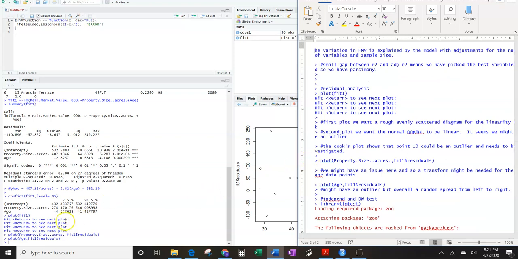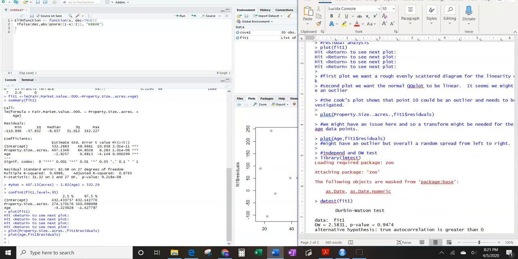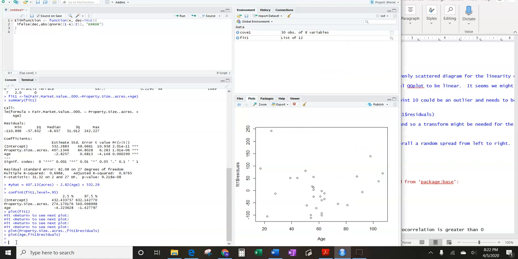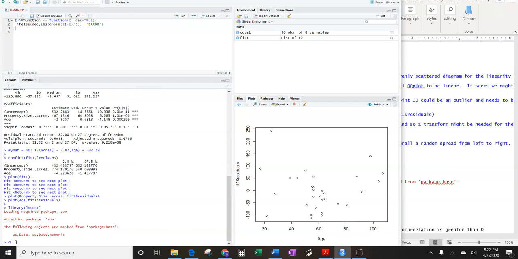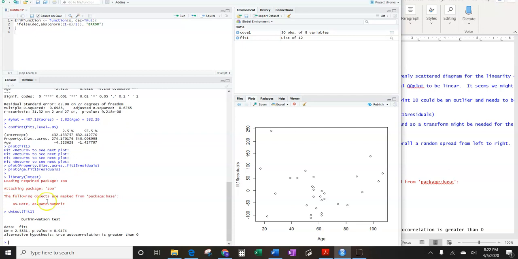And how we check for independence is we run the Durbin-Watson test. Now, as my notes say, right here, we are going to work on the independence. The Durbin-Watson test, you have to load a separate library, all right? So the library you've got to load is the lmtest library. After loading the lmtest library, you can run the Durbin-Watson test on your model. Boom, there's your Durbin-Watson test. Your Durbin-Watson test is a test for autocorrelation. Autocorrelation means there is no independence in the residuals.